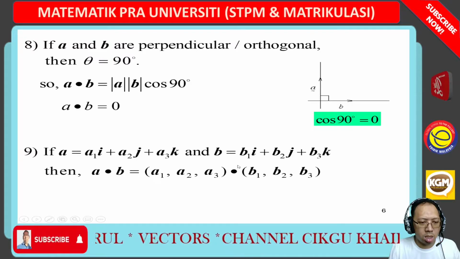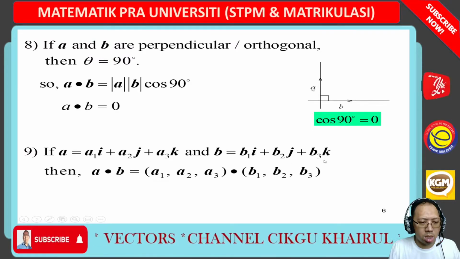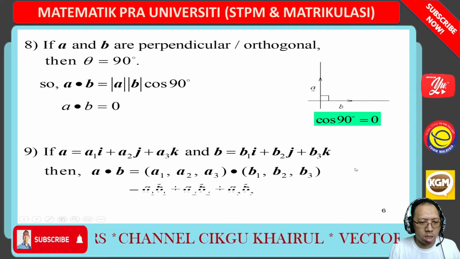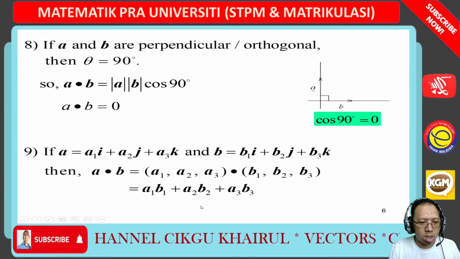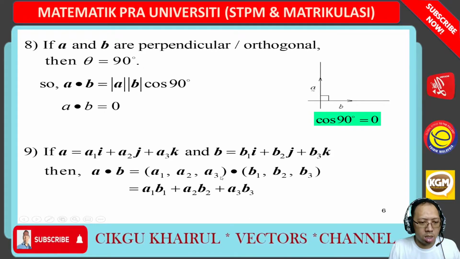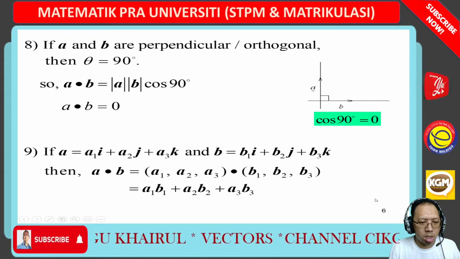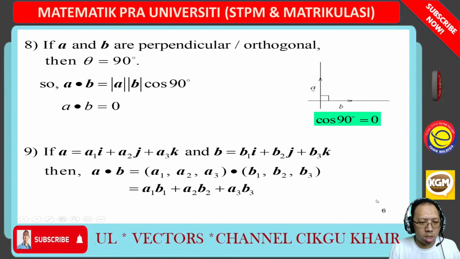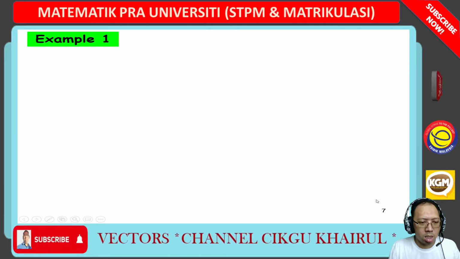So a1 times b1, a2 times b2, and a3 times b3, and we get this one. For the same component, i with i, j with j, k with k. The rest is 0, so no need to consider. Okay, clear? Then we go to example 1.